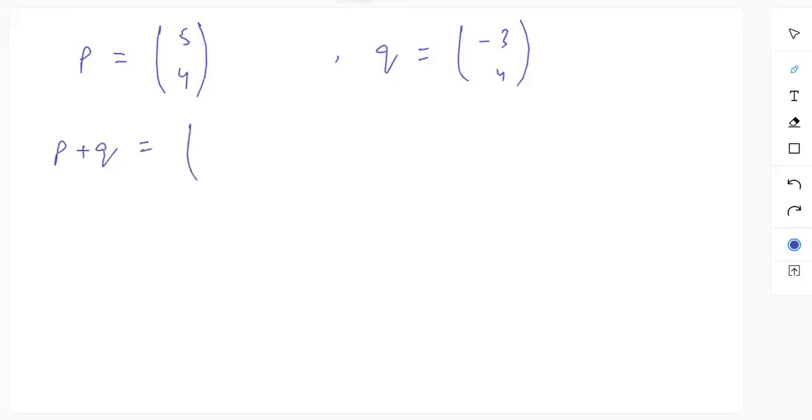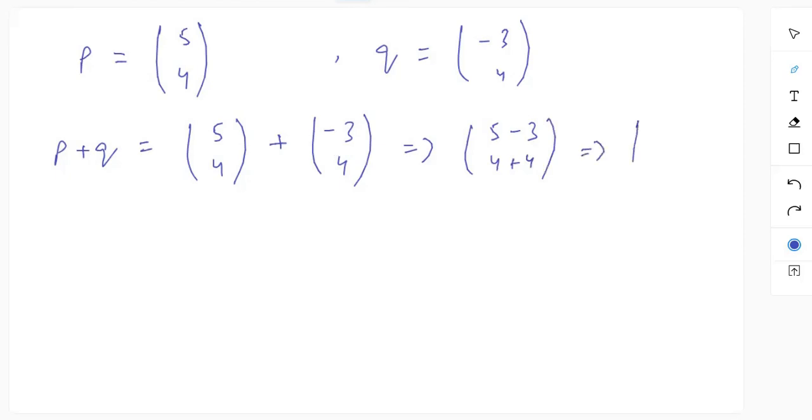How do you add vectors? You just add corresponding components. इन दोनों vectors को add करना है. x component of this plus the x component of this, what do you get? You get 5 minus 3. Y component of this plus the y component of this, that's just 4 plus 4, and that's the addition, right? So you get 2 and 8 here.